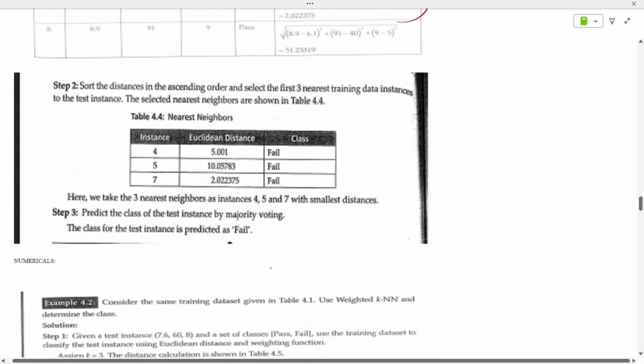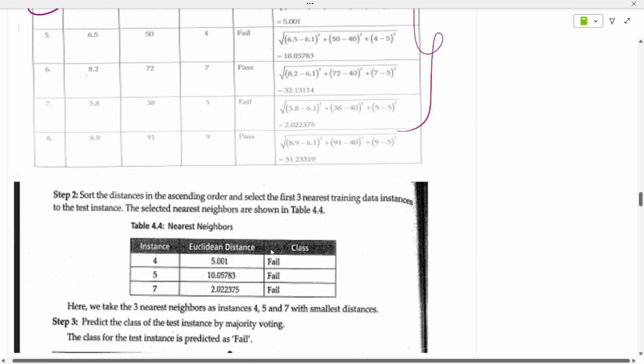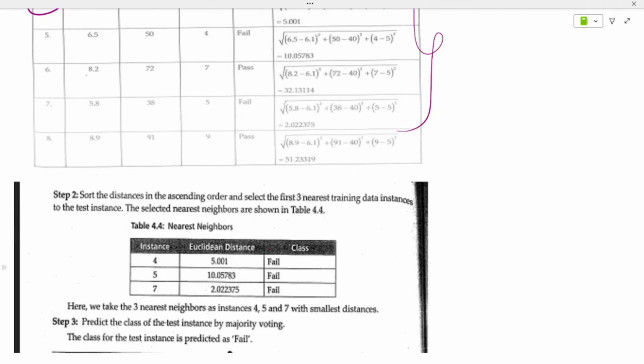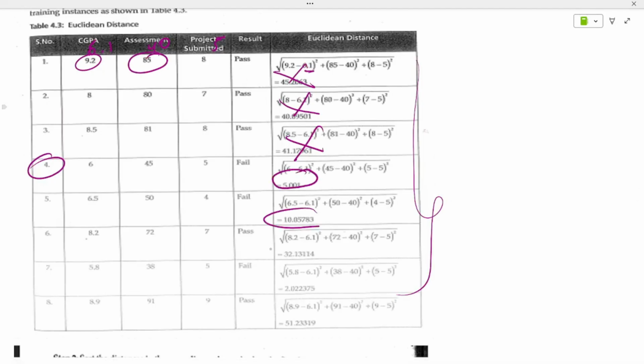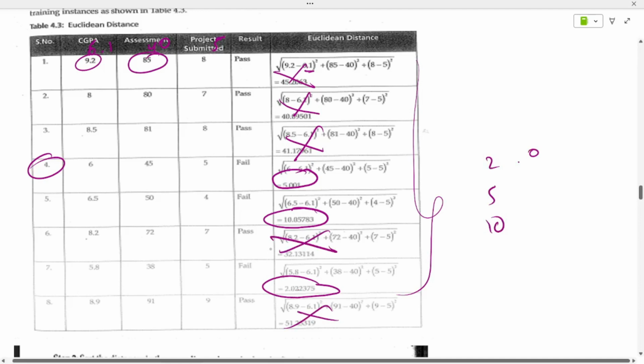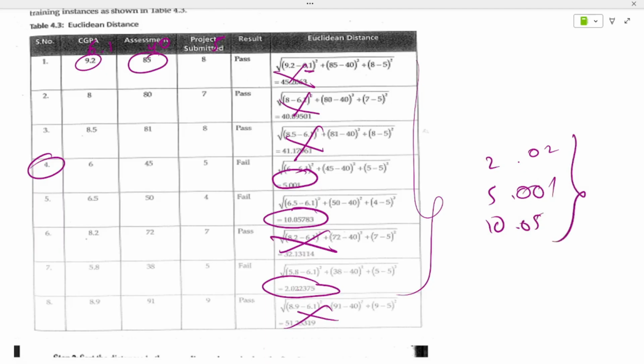Next, first sort the distances in ascending order and select the first 3 nearest training instances. Some are large, like 45 and 30, so you consider the small ones: 2.02, 5.001, and 10.05. You consider these 3 values, that is the 5th, 6th and 7th instances.